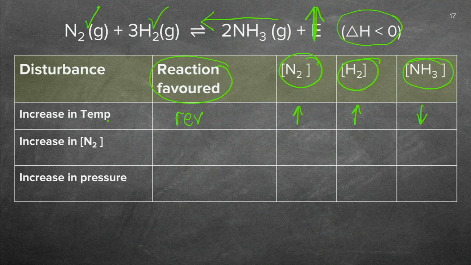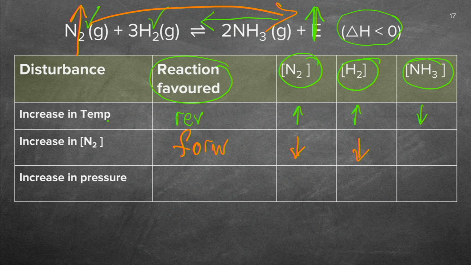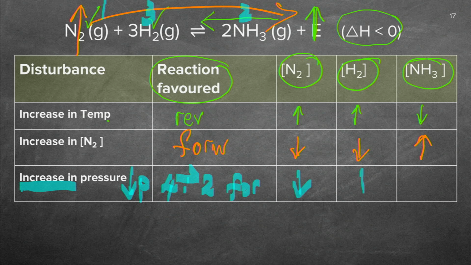What will happen if I increase the N2 this side? Well, if I increase the N2, it will want to take it away, mother-in-law. That will be the forward reaction. If the forward is being favored, it will lower the two reactants but increase the product. And finally, what happens if I increase the pressure? It wants to decrease the pressure. You've got 1 and 3 and 2, so I've got 4 to 2. It wants to lower, so it will go from 4 to 2, which is the forward. It will lower the N2, lower the two reactants, and increase the product.